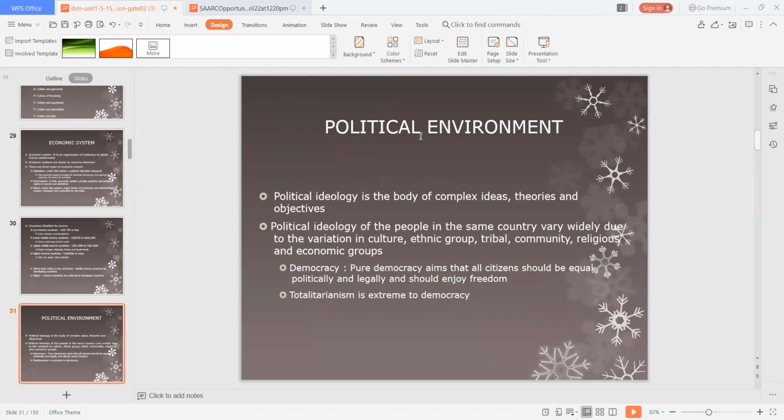Political environment. Yes, politics always plays an important role in any country. Political ideology is the body of complex ideas, theories, and objectives. Political ideology of the people in the same country varies widely due to variation in culture, ethnic group, tribal, community, religious, and economic groups. Democracy: pure democracy aims that all citizens should be equal politically and legally and should enjoy freedom. Totalitarianism is extreme to democracy.